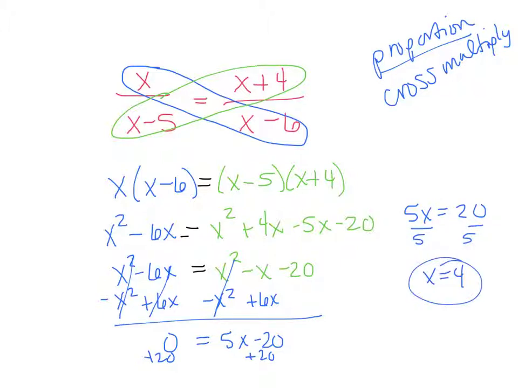Now, because you're dealing with fractions, you have to check for extraneous solutions. Extraneous solutions are answers you get where you've done all the math correctly, but when you plug them back in to the denominators, they're going to give you 0. And remember, you can't divide by 0. So if I plug 4 into the first side, I'm going to get a negative 1 for a denominator. And if I plug 4 into the right-hand side, I'm going to get a negative 2 for a denominator, both of which work.